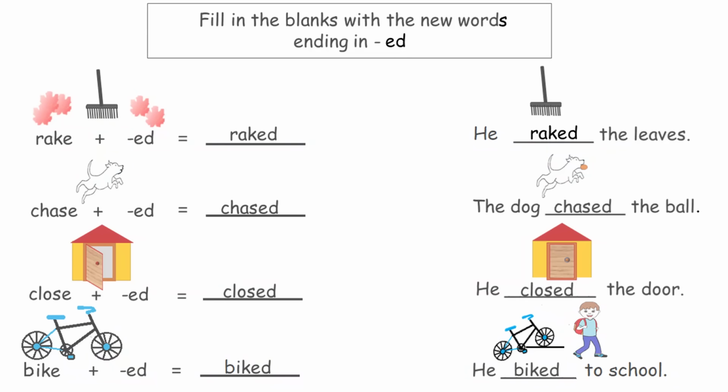with ed, it becomes chased. The dog chased the ball. Our next word is close, and then the ed makes closed. He closed the door. And our last word is bike plus ed makes biked. He biked to school.